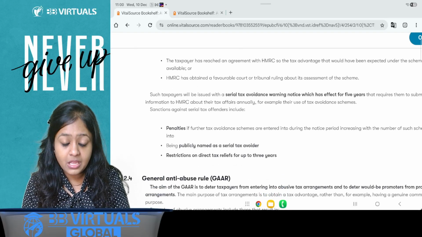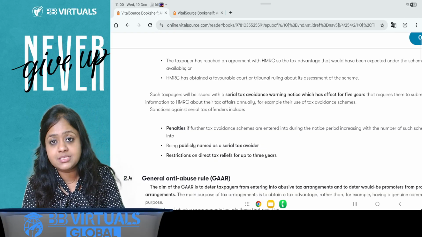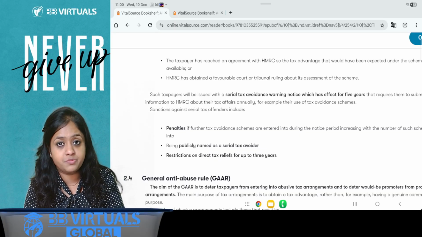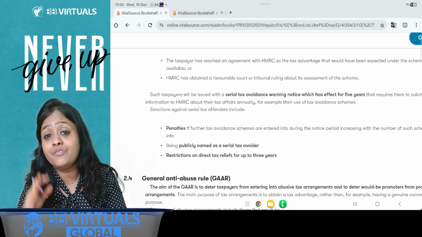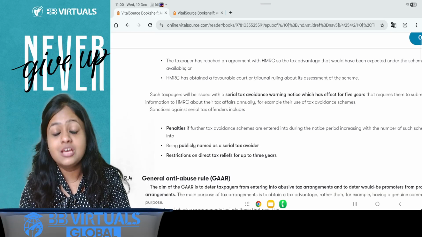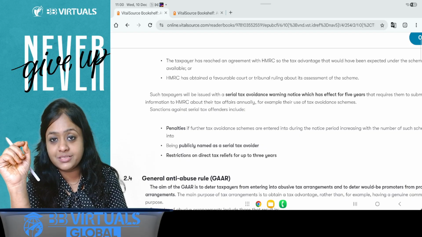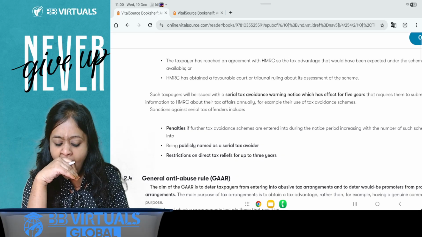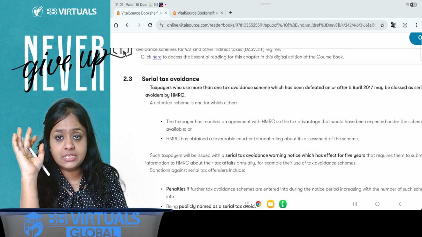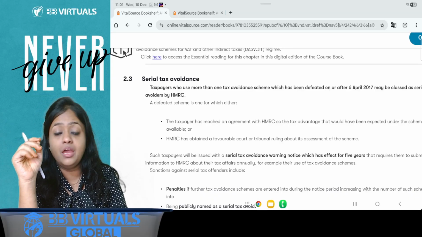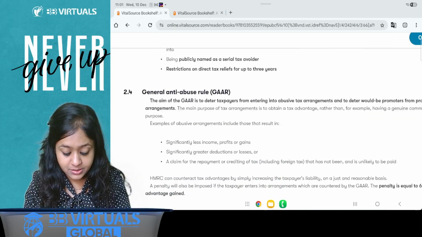Generally, the taxpayers who were a part of these serial tax avoidance schemes receive a warning notice from HMRC, and that notice is valid for 5 years. Clear? For those 5 years, every year they have to submit their full information to HMRC. So remember what serial tax avoidance scheme simply means: there has been defeat of these schemes, and there are multiple schemes that have been entered, and they have been largely defeated. So that means a lot of taxpayer money is at stake, right? Therefore we call them serial tax avoidance schemes.